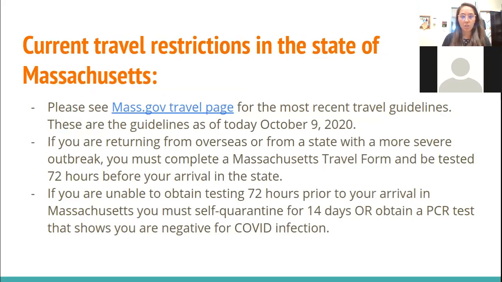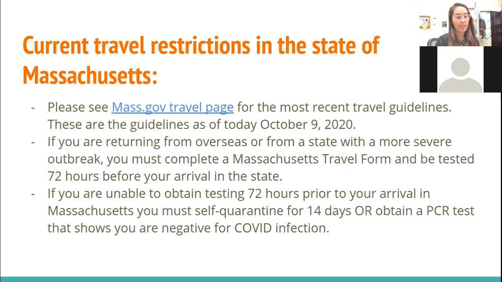So as of today, October 9th, if you're returning from an overseas trip or from a state with a more severe outbreak, you need to complete a Massachusetts travel form and be tested 72 hours before your arrival in the state. So that's anytime you leave the country. And you can find the restricted state list on the mass.gov travel website. That is always changing based on the data for COVID-19 cases. Currently, it's safe to go to many of the New England states.